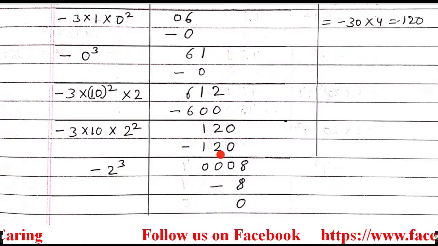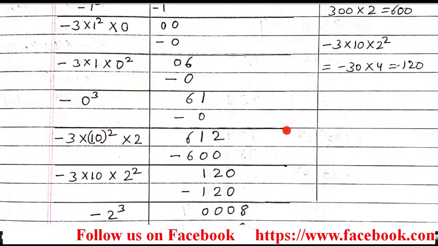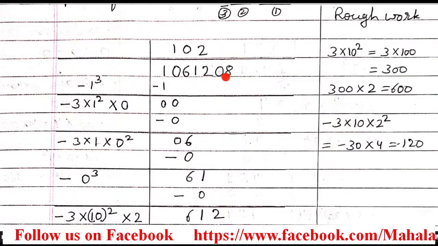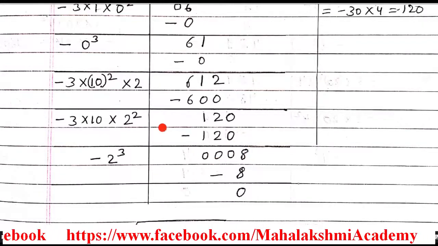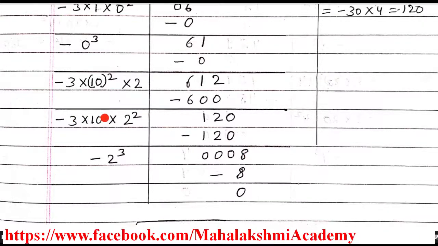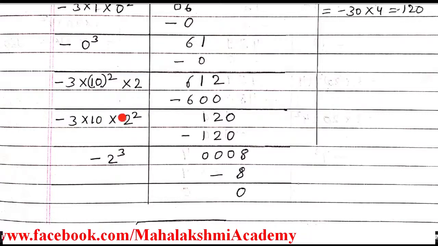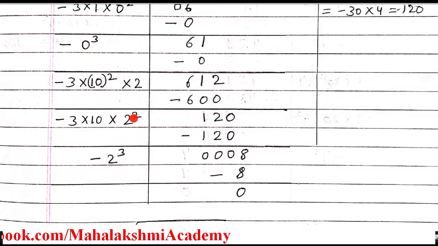120 came here. Subtract them, you will get 0, 0. Now the digit after 0, which digit do we have after 0? 8. So 8 will come down. 8 came here, and here since we reached the minimum power, they both will be removed, and here you have to increase the power.